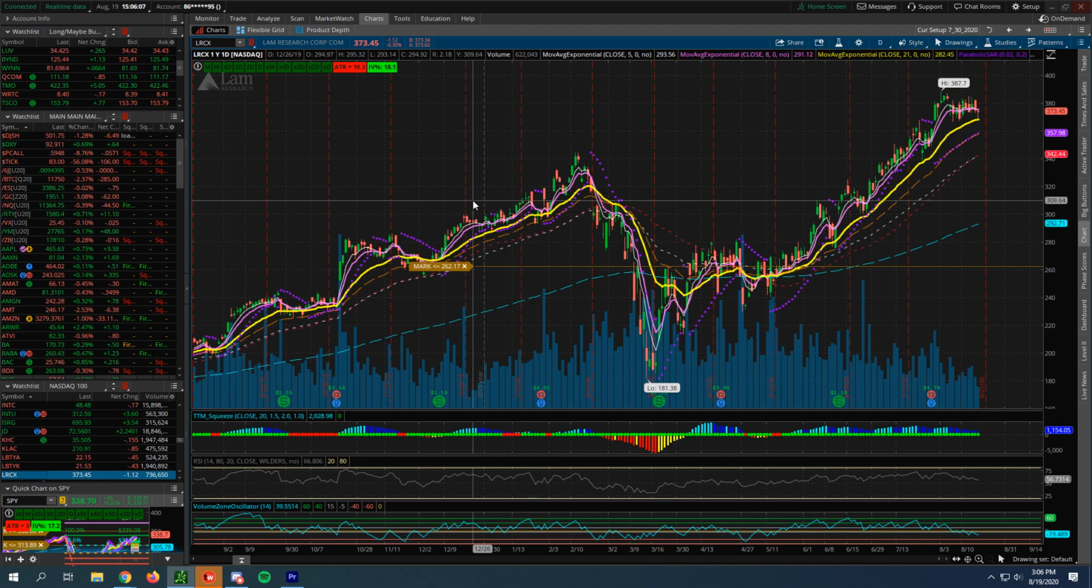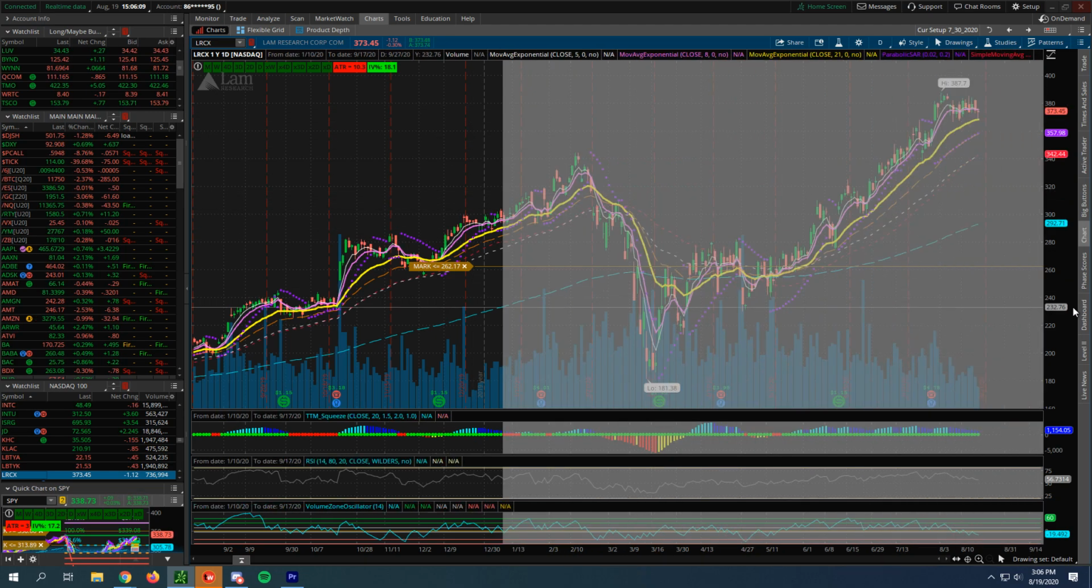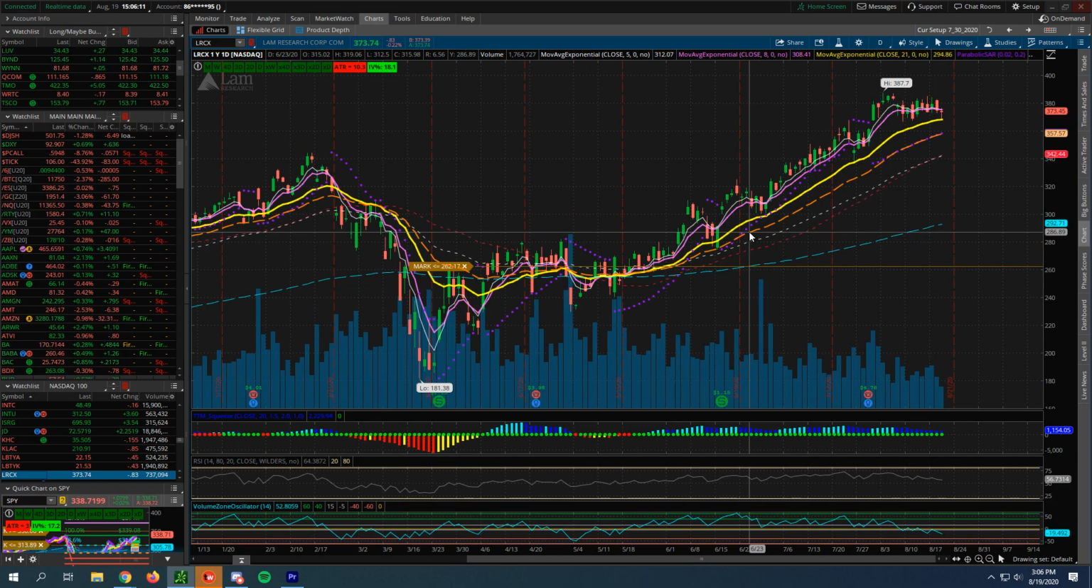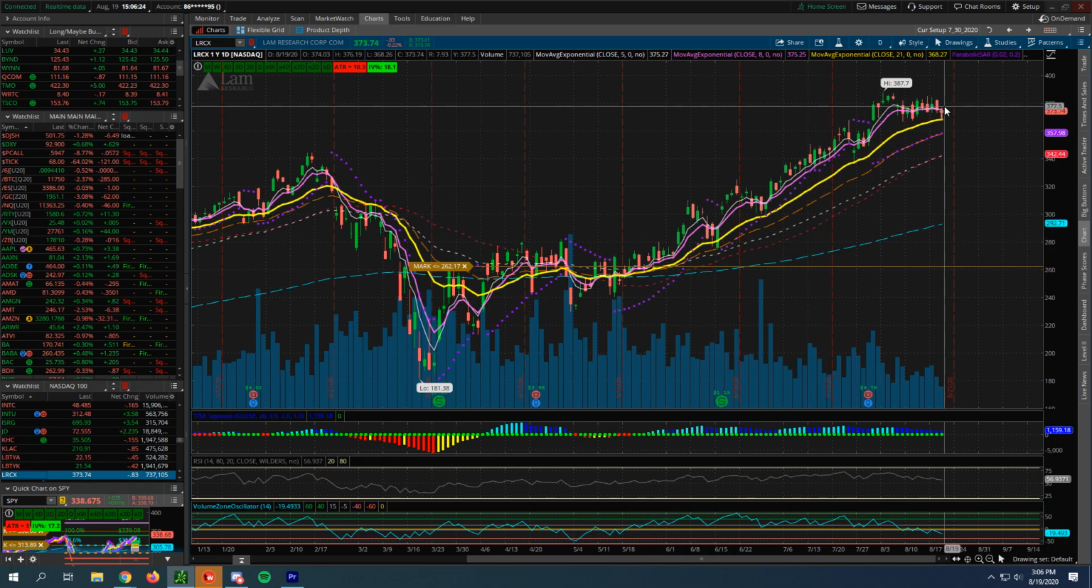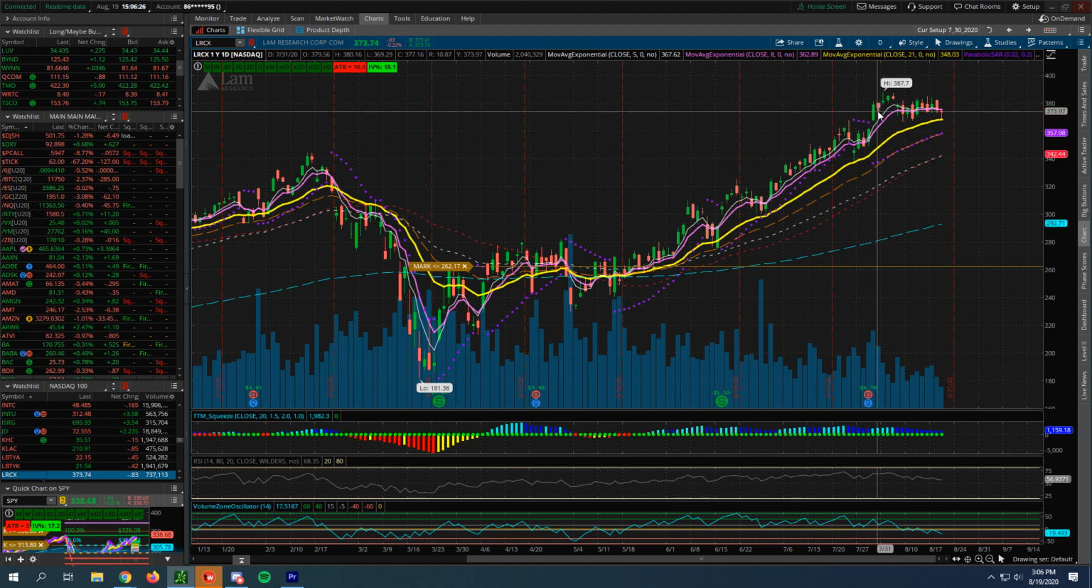LRCX, Lam Research. Of course, semiconductors have been performing very well thanks to AMD and a lot of those various components, not Intel. With the really strong pattern from the pandemic of building this base, it had a huge run higher, potentially trying to consolidate here. It had great earnings that lifted the stock higher, but now it's trading sideways, waiting for these moving averages to catch up.